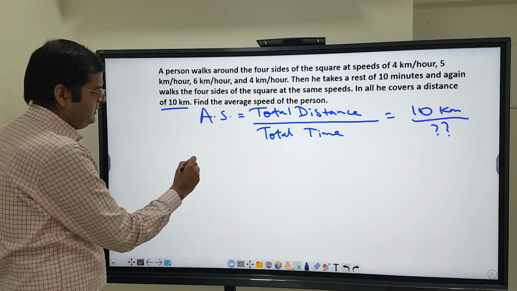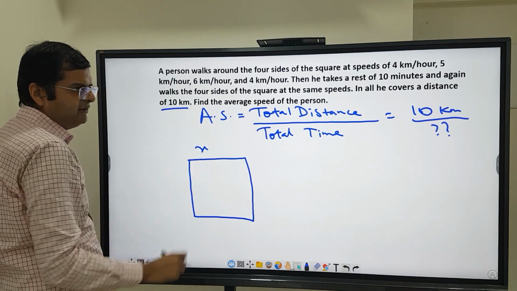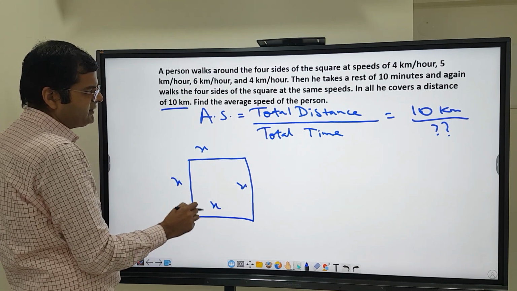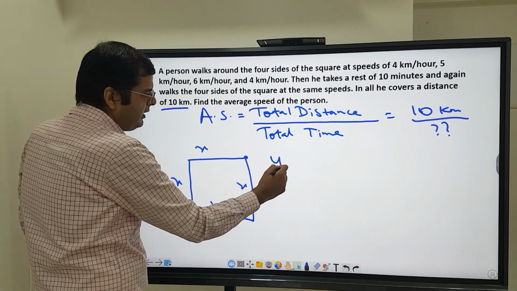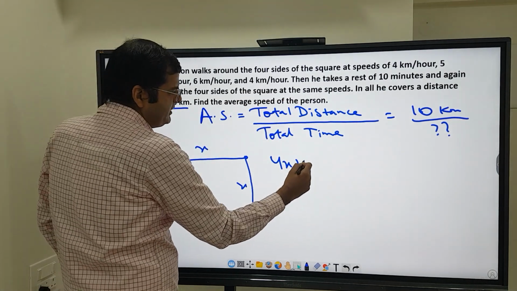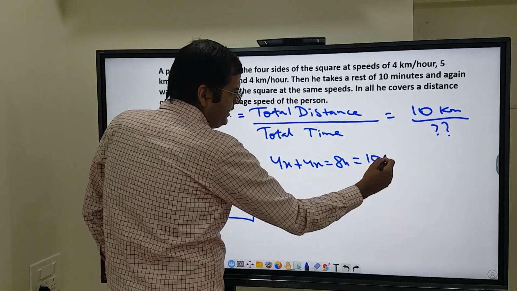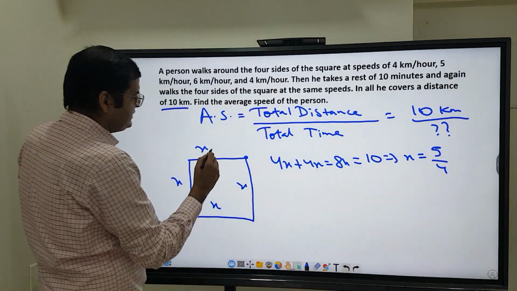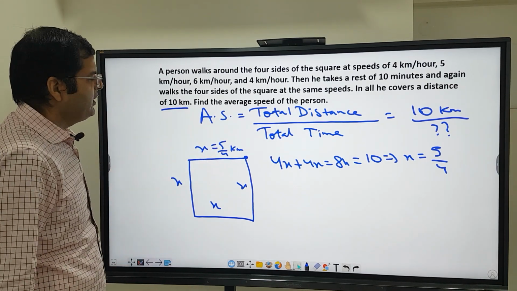Now if you look at it, this is a square first of all. So let x be the side of the square. If the person starts from here, goes around and comes back here, in one round the distance is 4x. But then after a 10 minute rest he walks again, so that means 4x plus 4x, so 8x is the total distance travelled, which is equal to 10. So from here we can conclude x will be equal to 5 upon 4, so x is 5 by 4 km. So each side is 5 by 4 km.